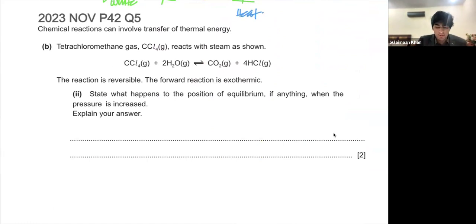Okay, next. Chemical reactions can involve transfer of thermal energy. What is transfer of thermal energy called? Enthalpy change. What is meant by enthalpy change? It's the transfer of thermal energy during a chemical reaction. So what does he mean by transfer of thermal energy? He means the enthalpy change, the energy change, the energy differences between reactants and products.